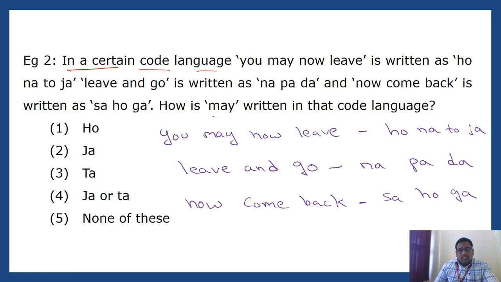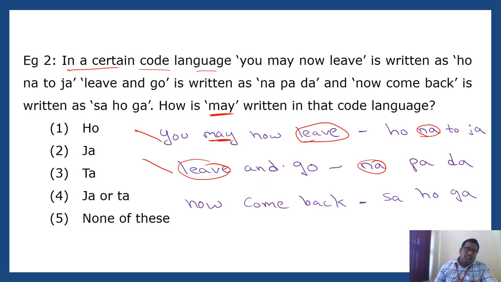So what is the question they're asking? How is may in that code language? Where is may? May is here. So this is my reference sentence. Compare first sentence and second sentence. Now tell me what is a common English word. If you read, leave is common on both the sides. What is common here? Na is common. So what is the final conclusion? Leave is na, that is, na is coded as leave. Simple. Now compare 1 and 3.